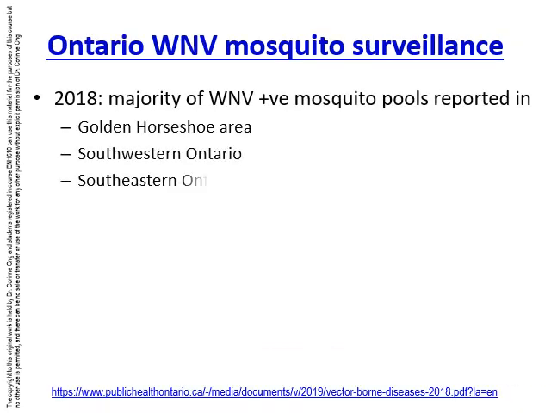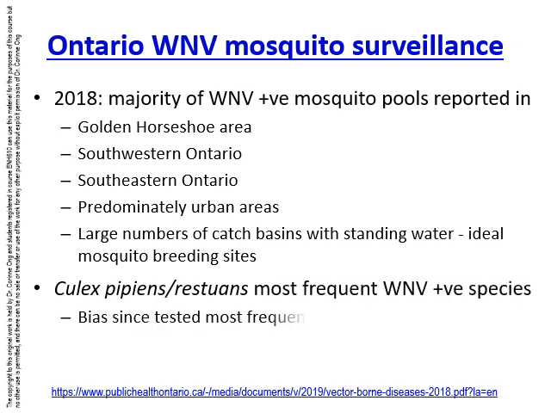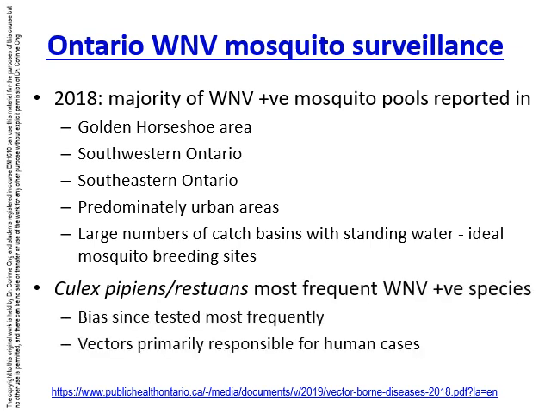In 2018, as well as previous years, the majority of West Nile virus positive mosquito pools were located in the Golden Horseshoe area, southwestern and southeastern Ontario, predominantly in urban areas. This is because there are large numbers of catch basins with standing water that provide ideal breeding grounds for mosquitoes.